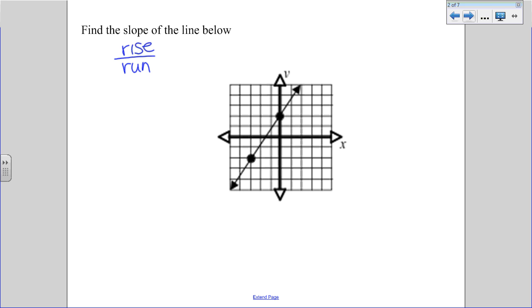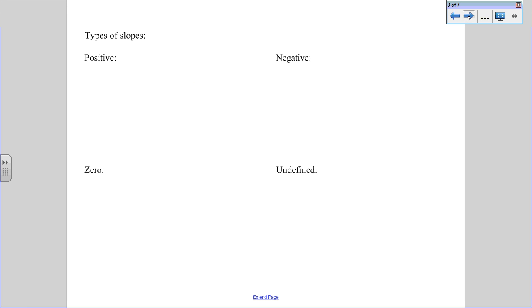When we look here, I'm going to rise up 1, 2, 3, 4 units. And then I go over, run over 1, 2, 3. Notice I'm counting units, not lines. We're kind of counting boxes. We went up and we went to the right, so those are both positive, and the line is going in a positive direction. So our slope is 4/3. That cannot simplify. We would try to simplify our fractions if we could.